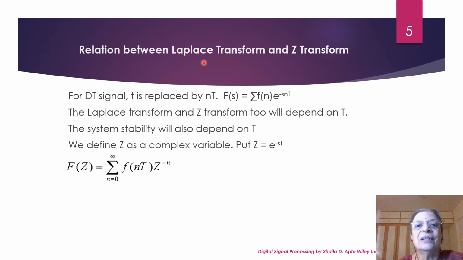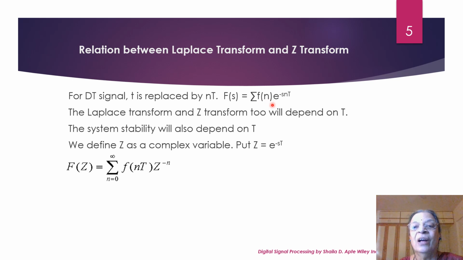Now let us consider the relation between Laplace transform and Z transform. For a discrete time signal, this t will be replaced by nT because it is the nth sample, and when we are using uniform sampling, the interval between every two samples is capital T. So we can write F(s) as a summation, because it is for the discrete time signal.